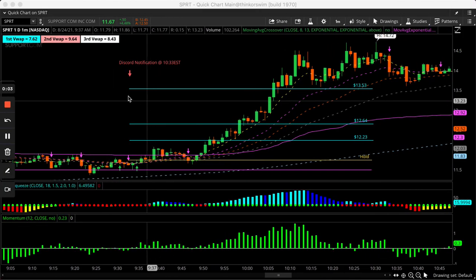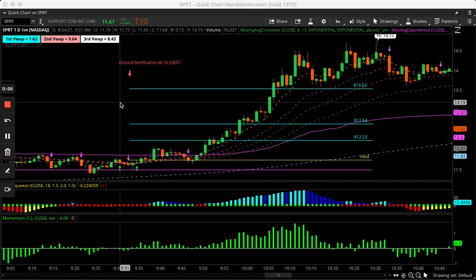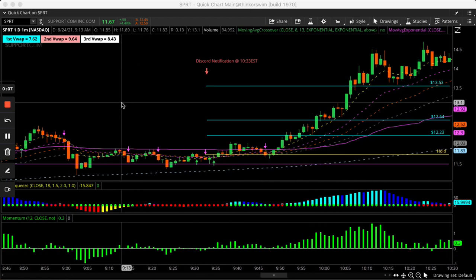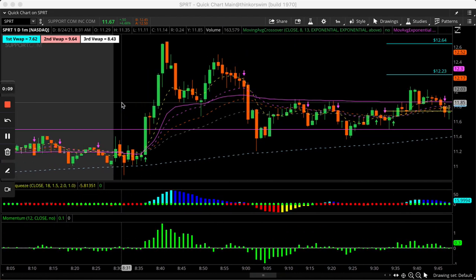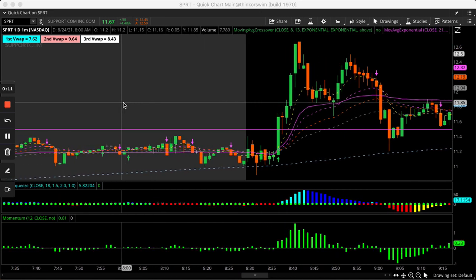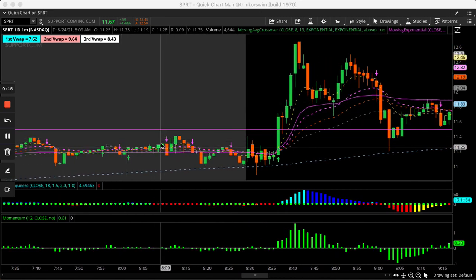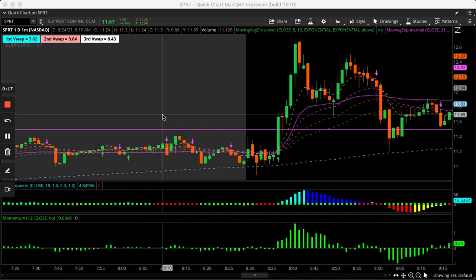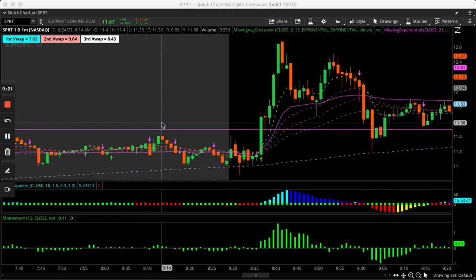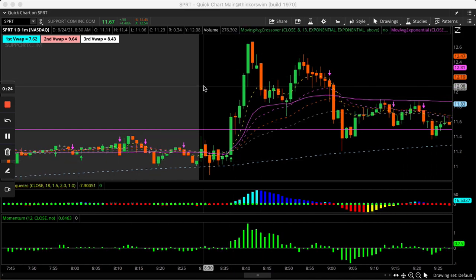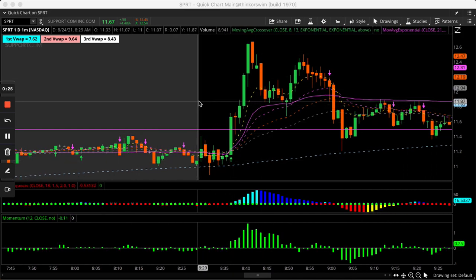This one's specifically on the SPRT move that we had today. It actually moved a couple different times, and it started back here at 8:10. We had our first notification in the Discord. That's when we started talking about it, and then from then you did get a nice little move right at market open. Didn't want to play that one personally.